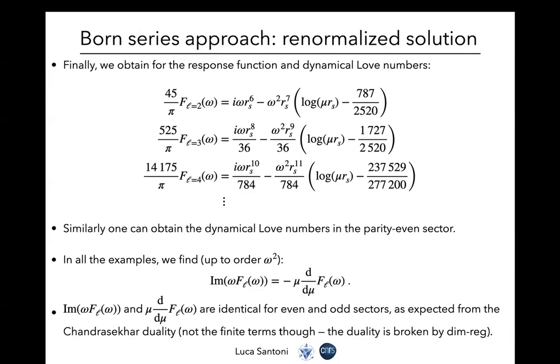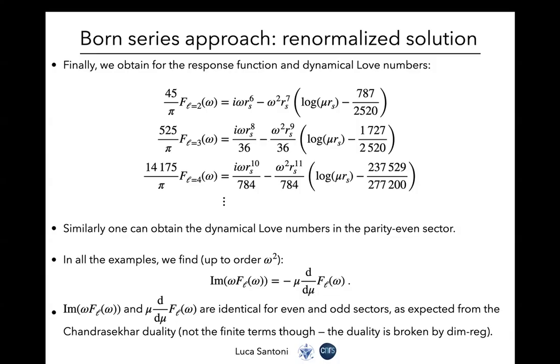Of course, there are some technical details, but let me just highlight the main points. First of all, I want to stress that in all the examples that we find, there is a relation between the coefficient of the log and the imaginary part. You see from here that the coefficient of this I omega raised to the 6 is precisely minus the coefficient of the log. And this is true in all the examples that we have been able to check. So such a relation holds.